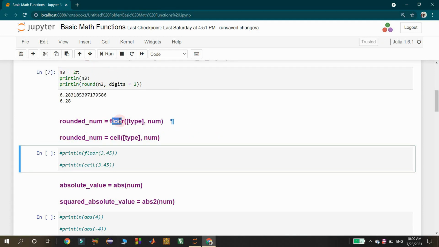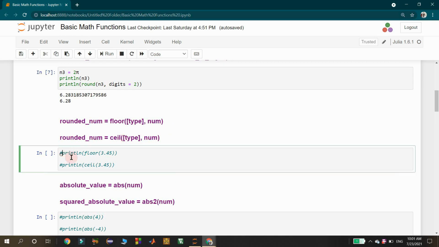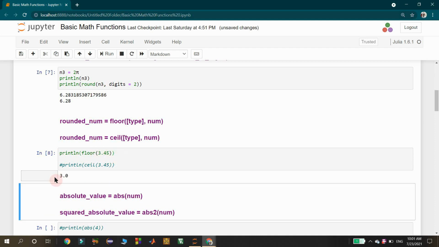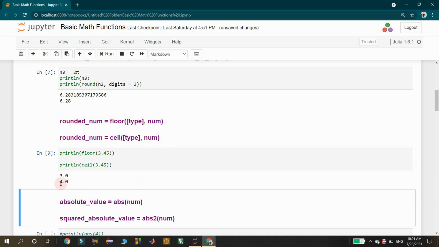Next I am considering the floor and ceil functions, where the floor function rounds the number down to the nearest value and the ceil function rounds the number up to the nearest value. Let me consider an example for both. Here I am going to consider the floor function for the number 3.45. Then we will get 3, which is the rounded down value for 3.45. Then I am considering the ceil function for 3.45. Then it rounds up 3.45 to 4.